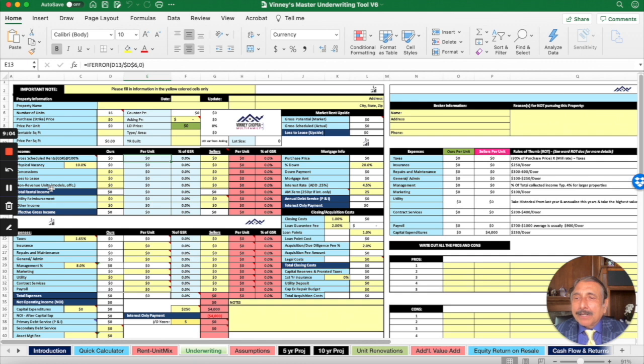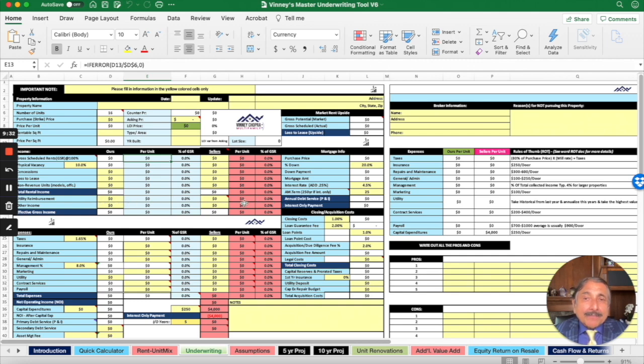And then we have the non-revenue units. That's the model unit, or if they're counting one of the units as the office or laundry room or something like that. So those are what we call non-revenue units, okay? Then we go to total rental income. It's going to do its work and show up here, and the percentage is going to show up here and everything.